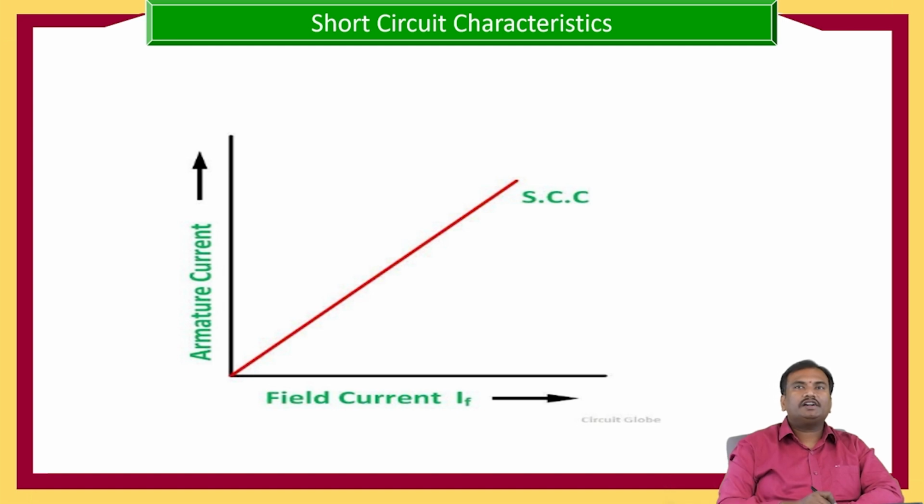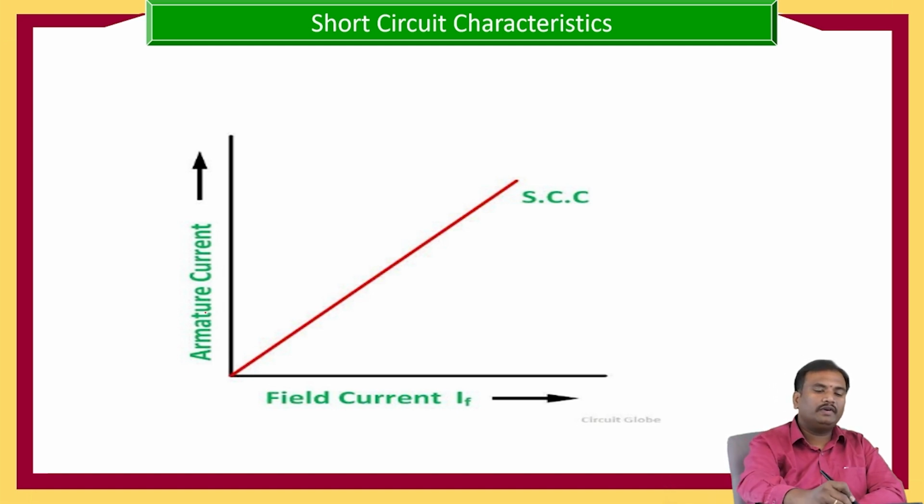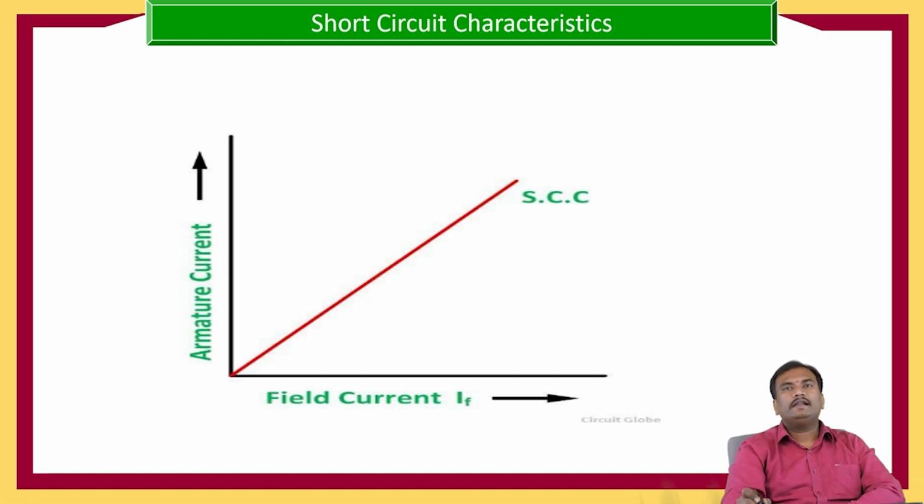Now, this is the short circuit characteristic. Here, when we take the armature current on the y-axis and field current on the x-axis, we get points that form a straight line passing through the origin, which possesses linearity characteristics. This is called the short circuit characteristic of an alternator.